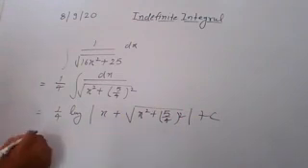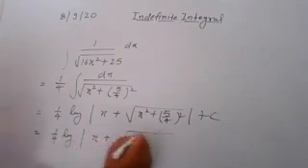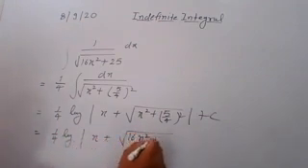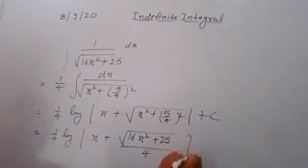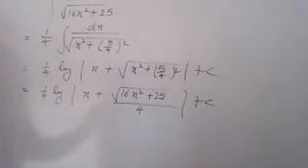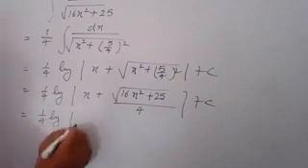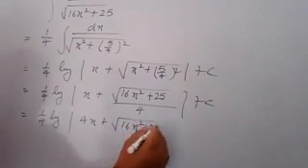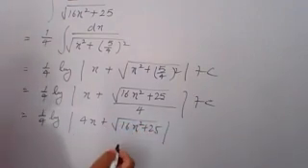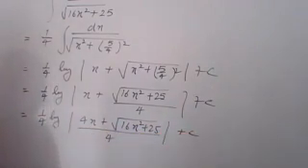Understand? Now simplifying. So you have 1 by 4 log x plus under root 16x square plus 25 upon 4. Upon 4 you can write in this way plus c. Now you can also simplify it further. That can also be written as 1 by 4 log (4x plus under root 16x square plus 25) whole upon 4, plus c.